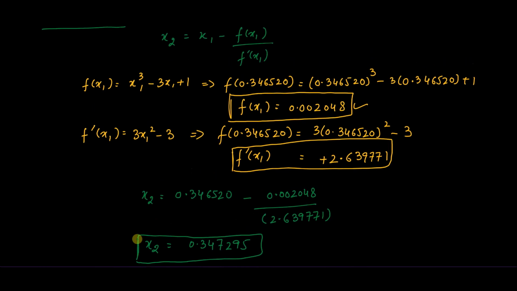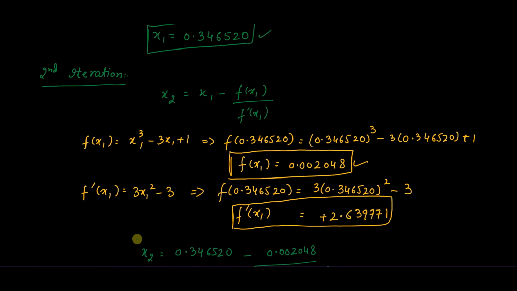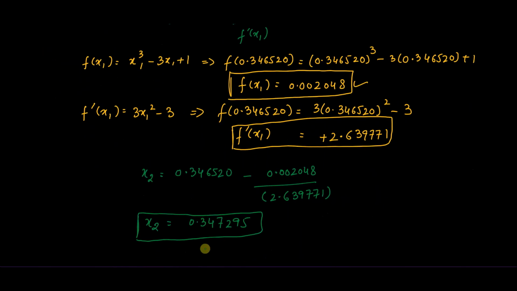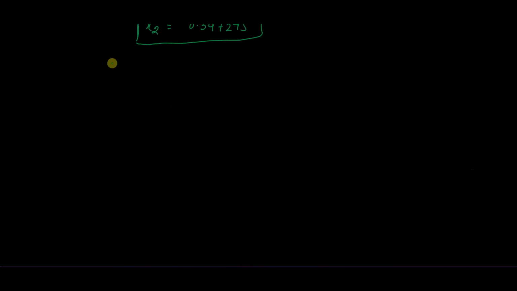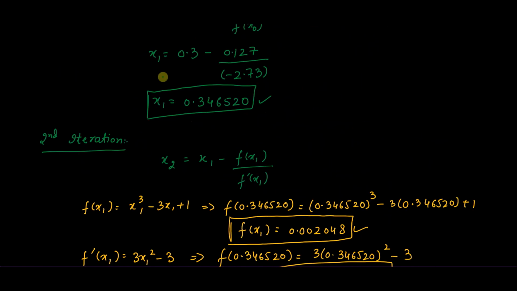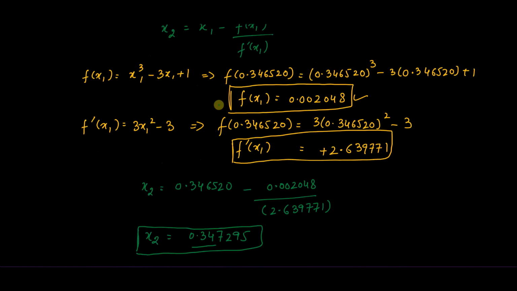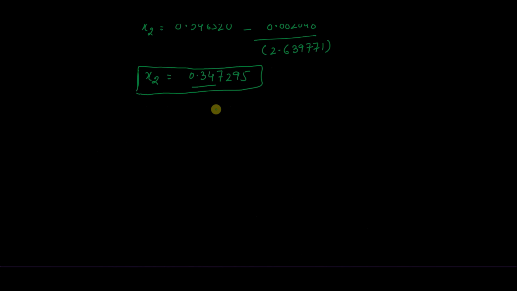If we compare the second value x2 with x1, till two decimal places our solution starts repeating. In the question it is mentioned that we need to check the accuracy till three decimal places, so we need to go for more iteration. If you look here, we have x2 that is 0.34, and x1 is 0.34. At the third place we have 6 here, and 7 here, so we need to proceed to the third iteration.